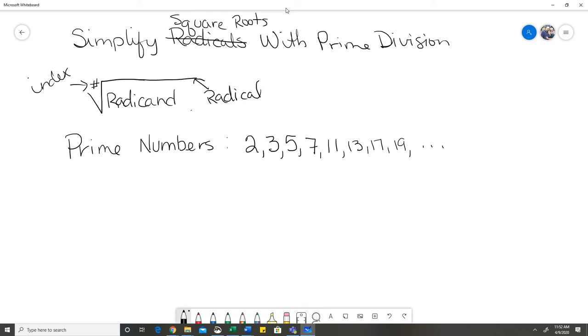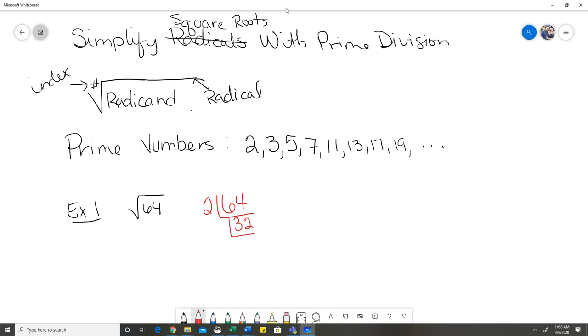So let's look at our first example. Example one, we're going to look at the square root of 64. With prime division, we're going to take 64 and off to the side here, so I'm going to use a different color, we're going to divide that by our prime numbers. I always like to start with the lowest prime number and work my way up. So I always check twos first. Will two go into 64 evenly? If my answer is yes, I divide by 2. So 2 goes into 64 32 times.